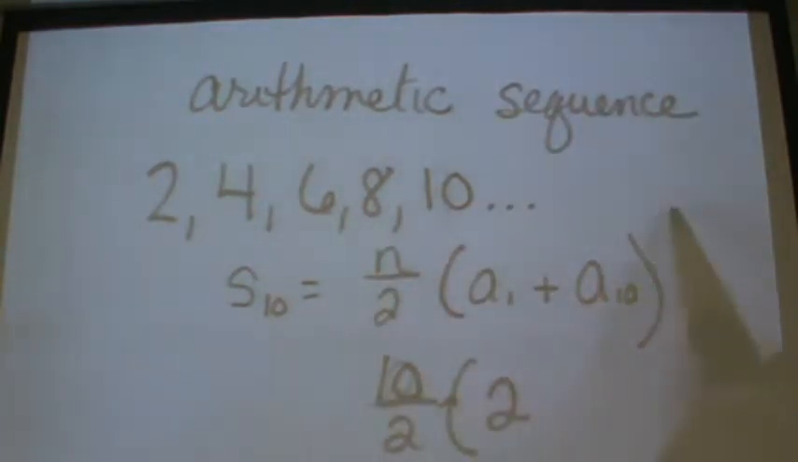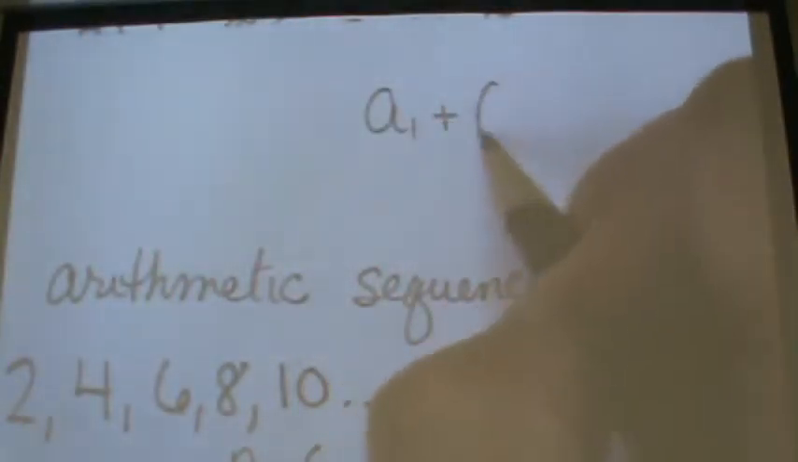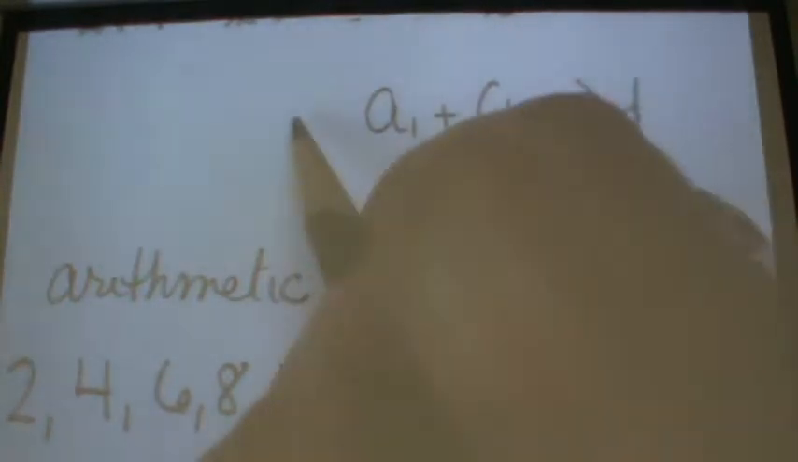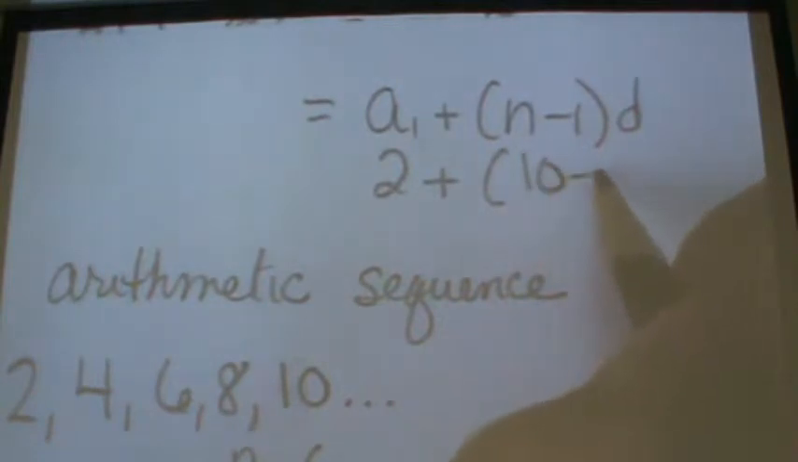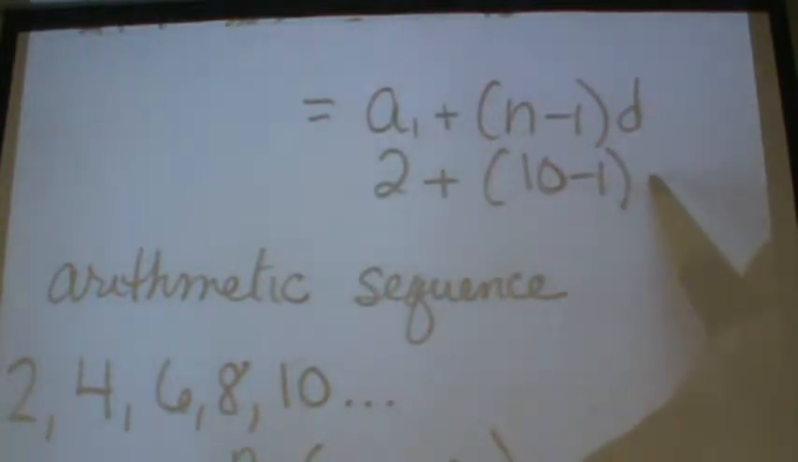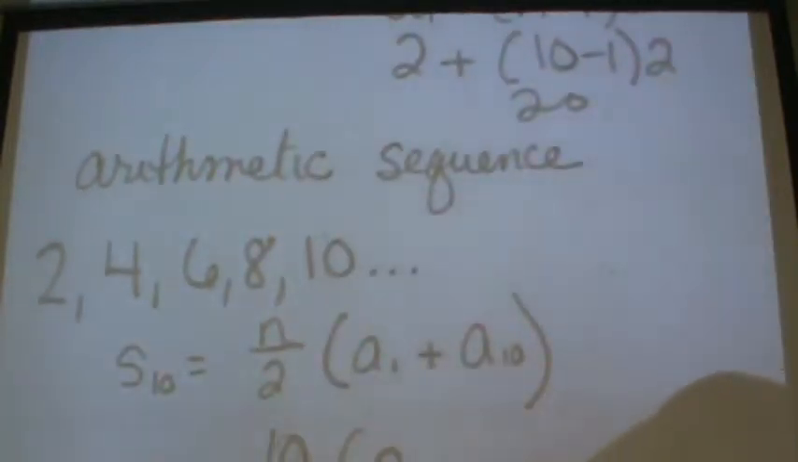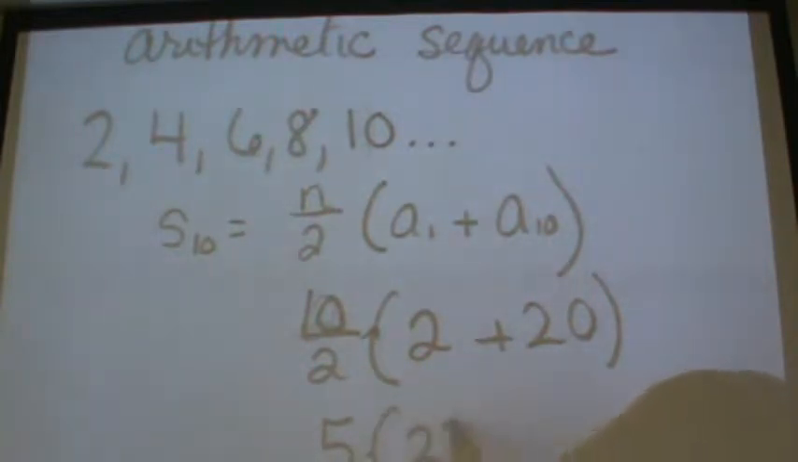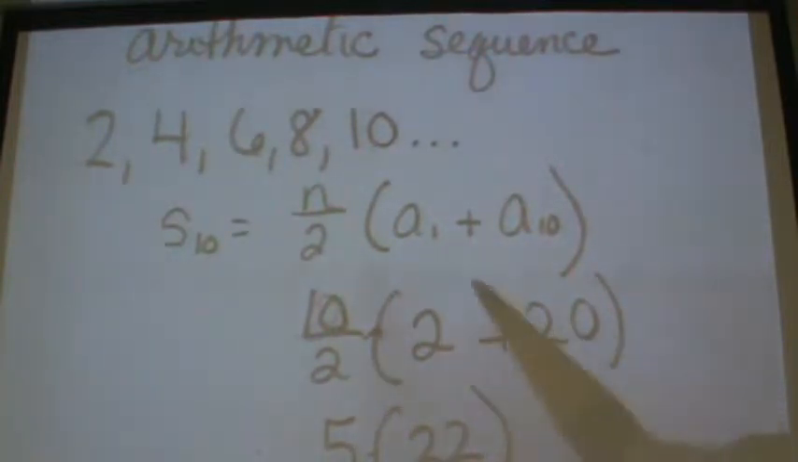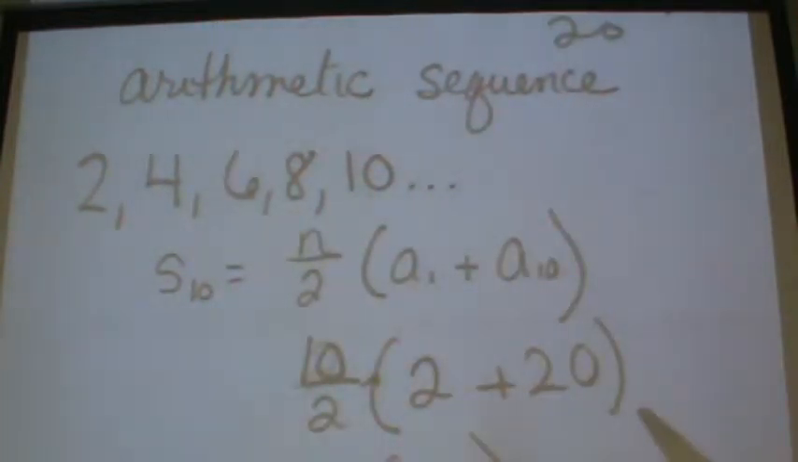Now I need to know what the 10th term is. Well, what is the 10th term? You're going to do a sub 1 plus n minus 1 times the d value. So 2 plus, for the 10th term, 10 minus 1 is 9, and it's going up by 2. So what is this? 20. So 20 is your 10th term. So it'd be 5 times 22, which is 110. That would be the sum of the first 10 terms if it's arithmetic.